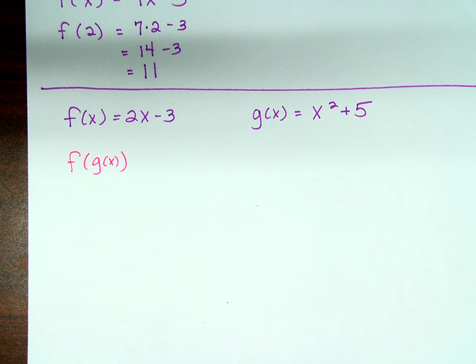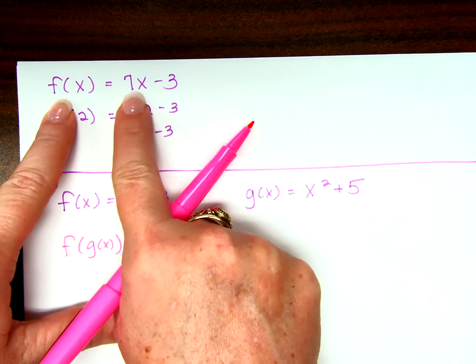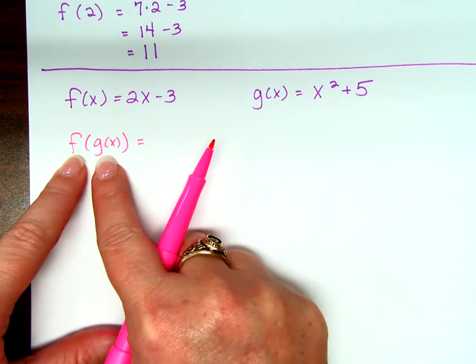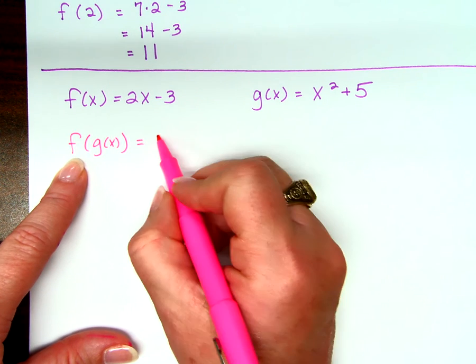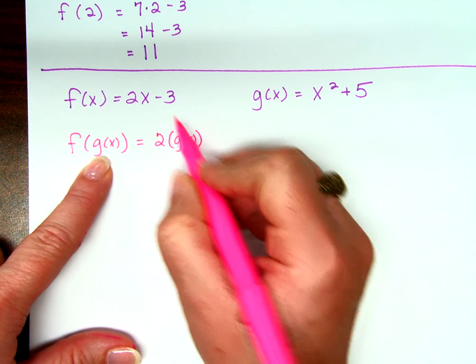So here's what I want us to do. We're going to start just like we did up here. We started writing the function, but instead of x, I wrote a 2, right? Here, we're going to start writing the function, but instead of x, I'm going to write g of x. So I'm going to write 2 times g of x minus 3.